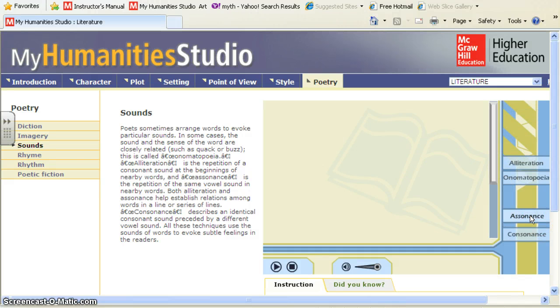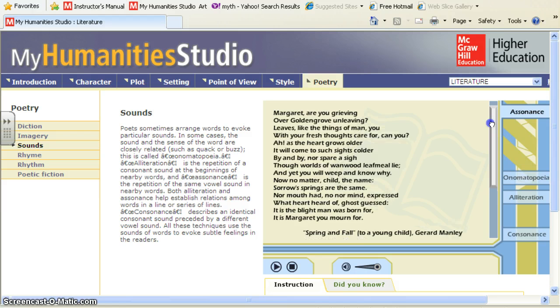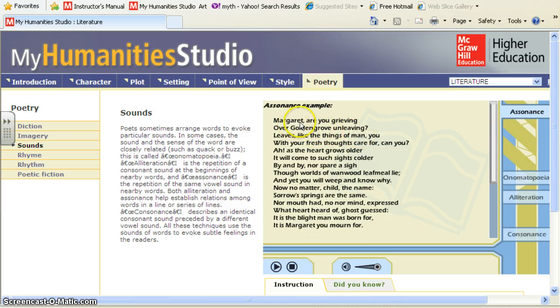Assonance is the vowel. This could be a little bit harder to perceive. Margaret, are you grieving over golden grove unleaving? And you hear that in the end rhyme, leaves like the things of man you with your fresh thoughts care for. Can you? Ah, as the heart grows older, it will come to such sights colder. By and by, nor spare a sigh. Hear the I's there pretty easily.